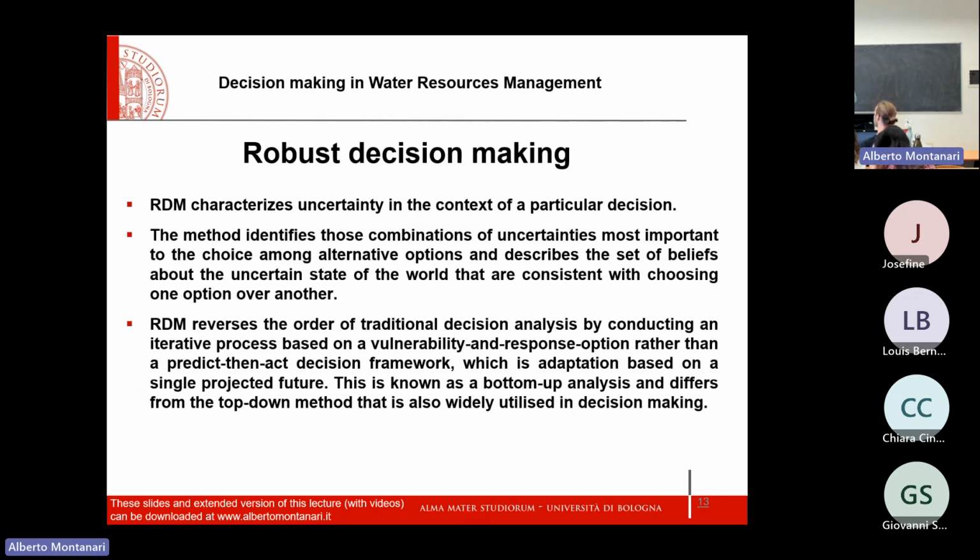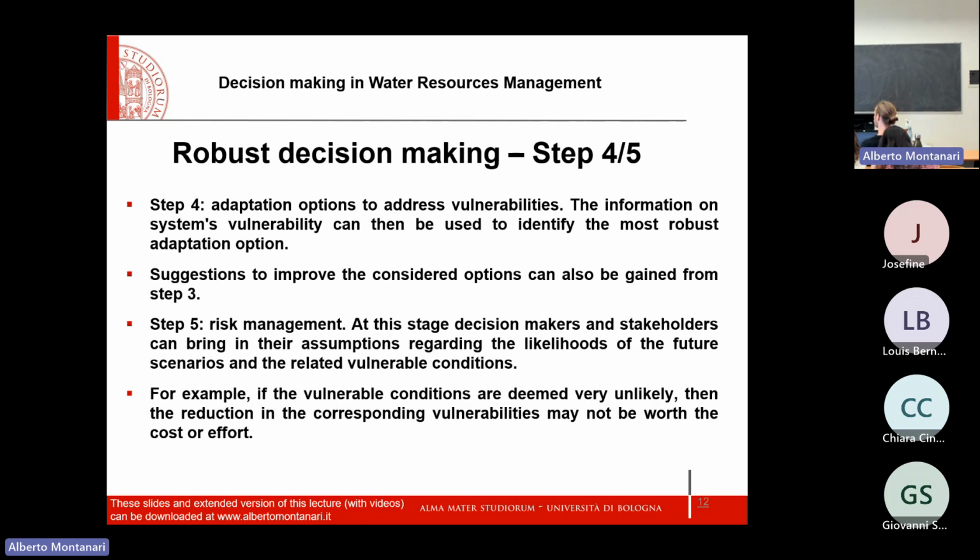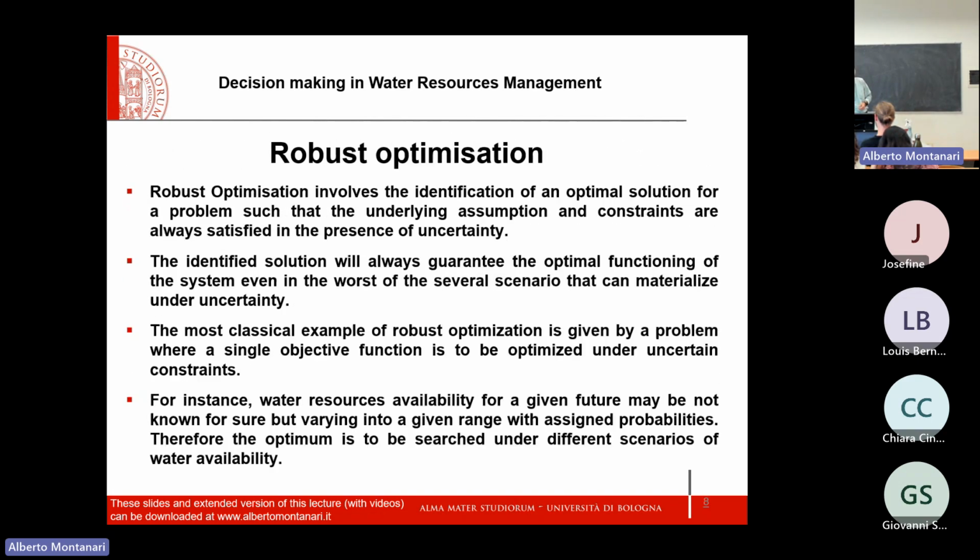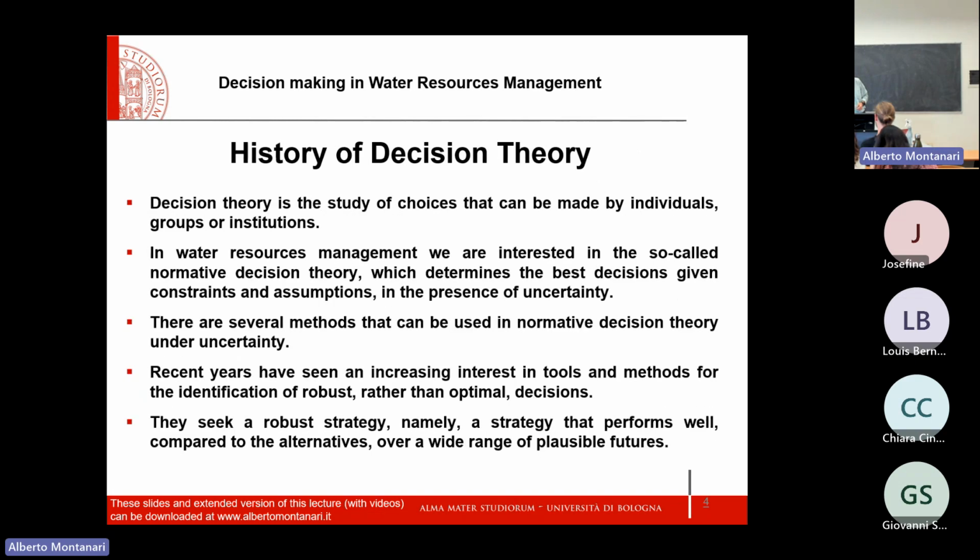Okay, now let's try to go into the details of these decision support systems. So the question here is, let me go back with the slide. Step 5, decision makers and stakeholders can bring in their assumption regarding the likelihood of the future scenarios and discussion with the stakeholders. And let me go back to this InfoGap decision method.